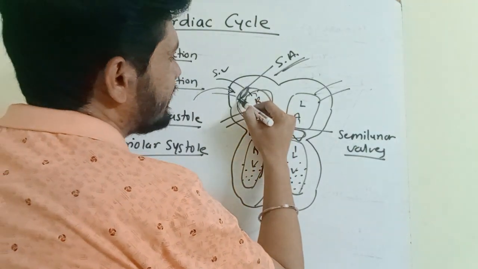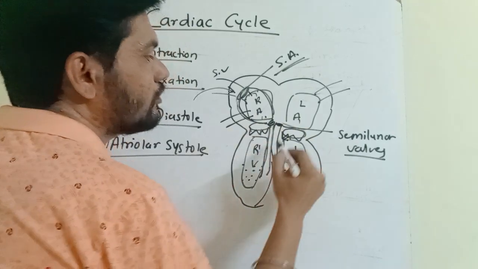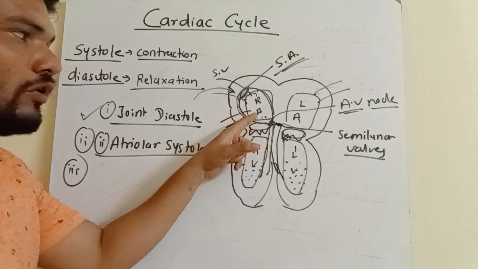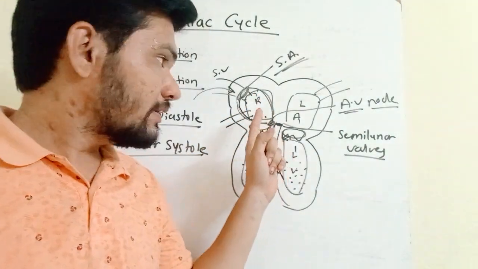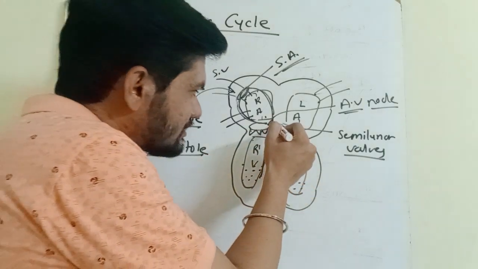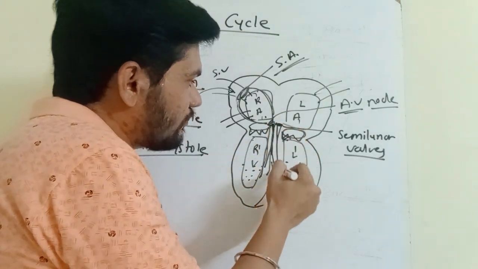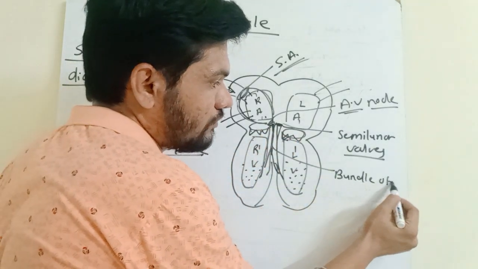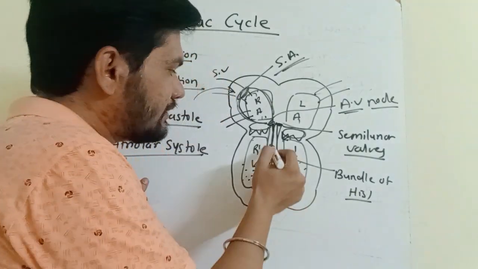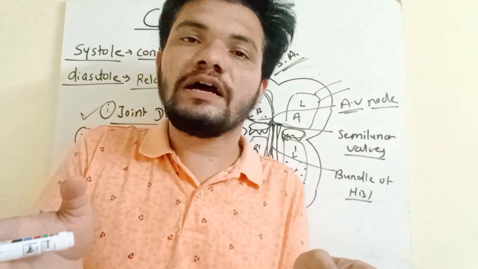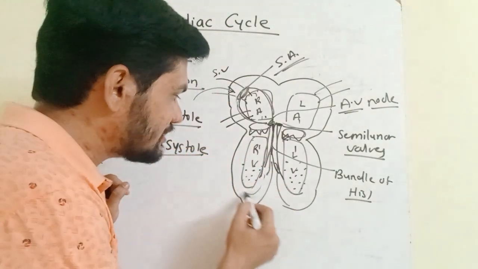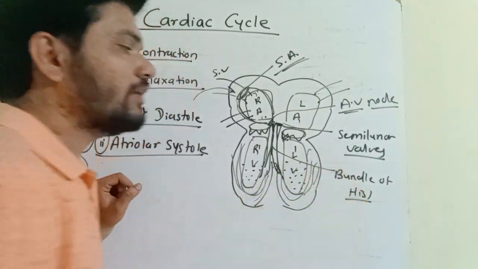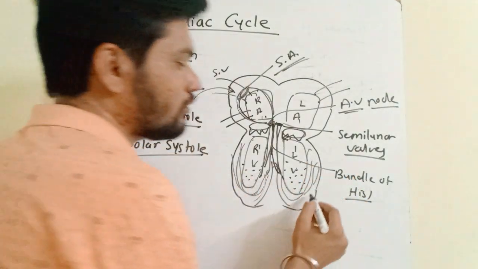When this action potential reaches the second node called the AV node, present on the lower left corner of the right atrium, this is responsible to transmit this action potential into the ventricles through the bundle of His, and then this bundle of His will be divided into two branches called bundle branches, and then these bundle branches will be spread all over the musculature of the ventricles. And these fibers are also called Purkinje fibers.